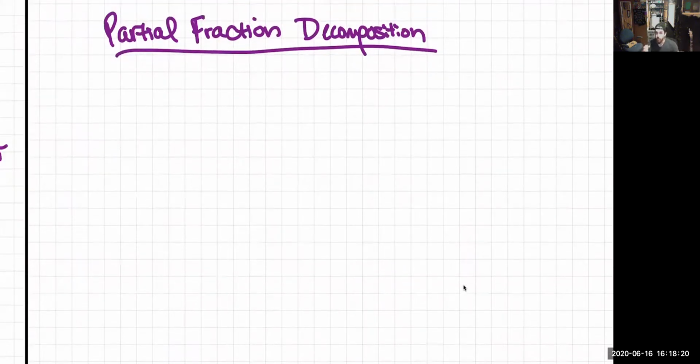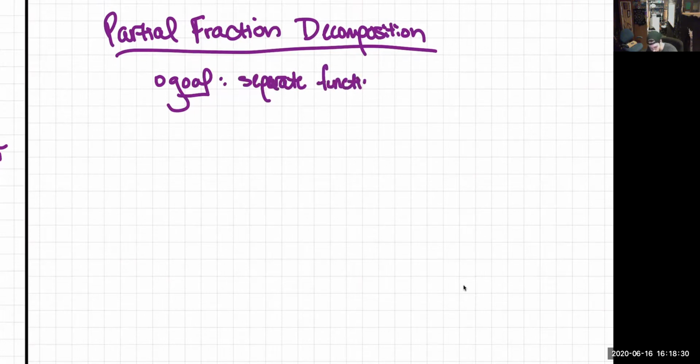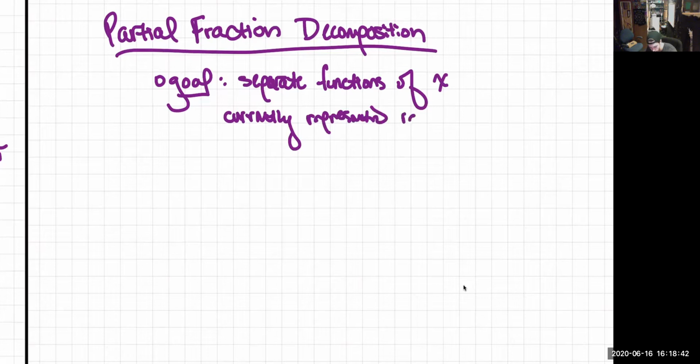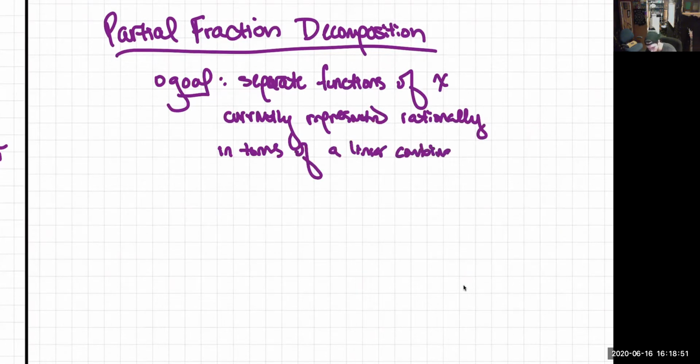So for now, the goal of partial fraction decomposition is that we're going to want to separate functions of x currently represented as rational functions, and we want to represent those in terms of a linear combination of simpler factors.